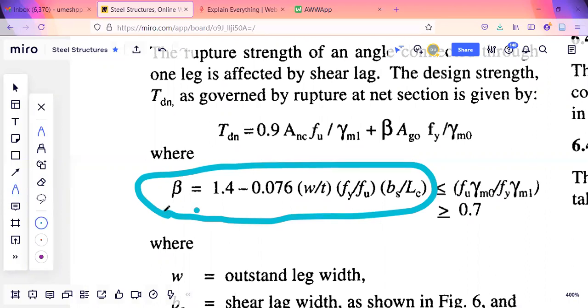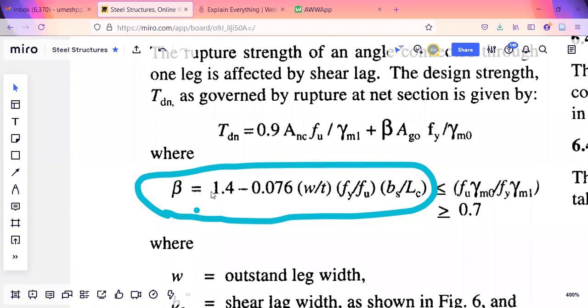1.4 minus 0.076 W by T, Fy by Fu, Bs by Lc. Its range should be within these two. The range should be within 0.7 and this constant, which I'll show you in the solution. So it should be between 0.7 and this number. This is a constant number: Fu is constant, gamma m0 is constant, divided by Fy into gamma m1. Both are all constants here. So this number and 0.7, in between these two, beta should come in that range.